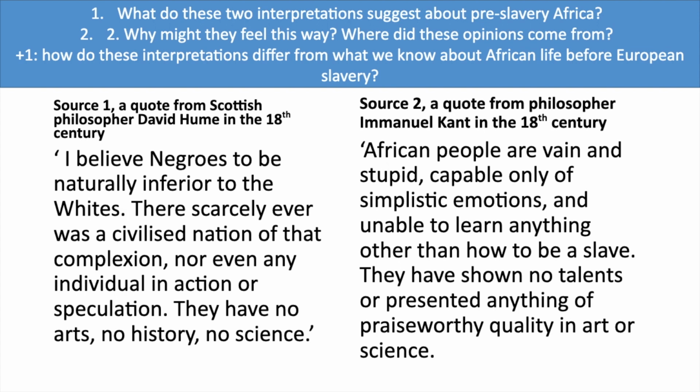Now, first things first, we are very, very aware that both of these interpretations are strongly racist and very inaccurate. But these are the quotes from these people, and these are ideas that a lot of people had in the 18th century. And what we're trying to find out is, why did people think that way? Why were people so scared of different? So, number one, what do these two interpretations suggest about pre-slavery Africa? Well, I'm hoping you have some very strong ideas about that question. Number two, why might they feel this way?